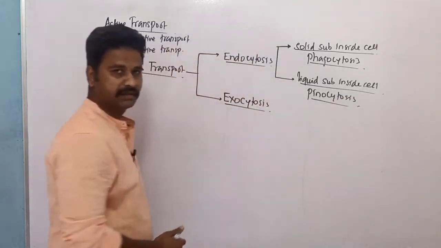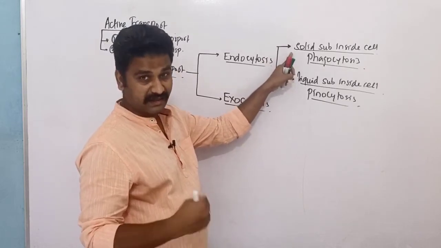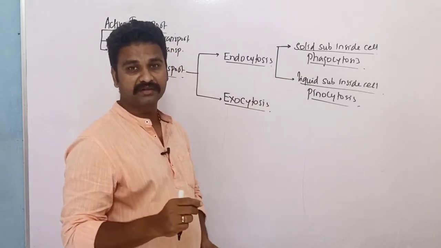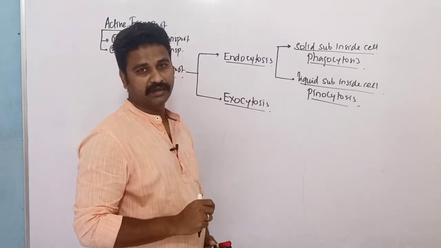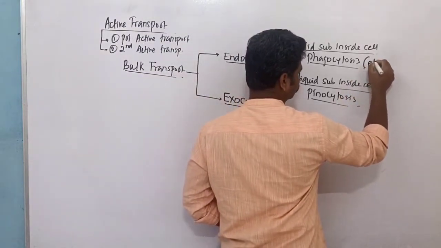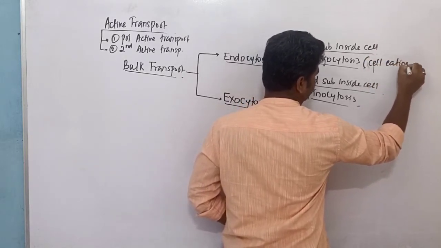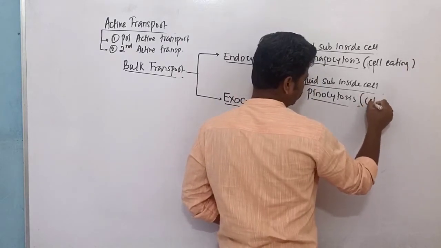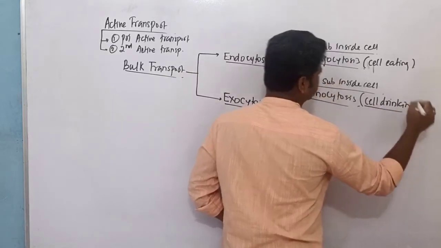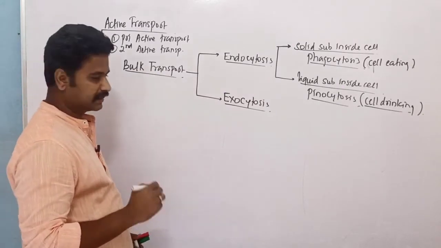So in endocytosis there are again two types. If the cell is transporting solid substances inside the cell, the process is called phagocytosis, and if the cell is transporting liquid substances inside the cell, the process is called pinocytosis. Here phagocytosis is also called cell eating, यानी सेल ने खाना खाया, and pinocytosis is called cell drinking, यानी सेल ने पानी पिया. Clear? Now let's take an example of amoeba to understand this process in detail.